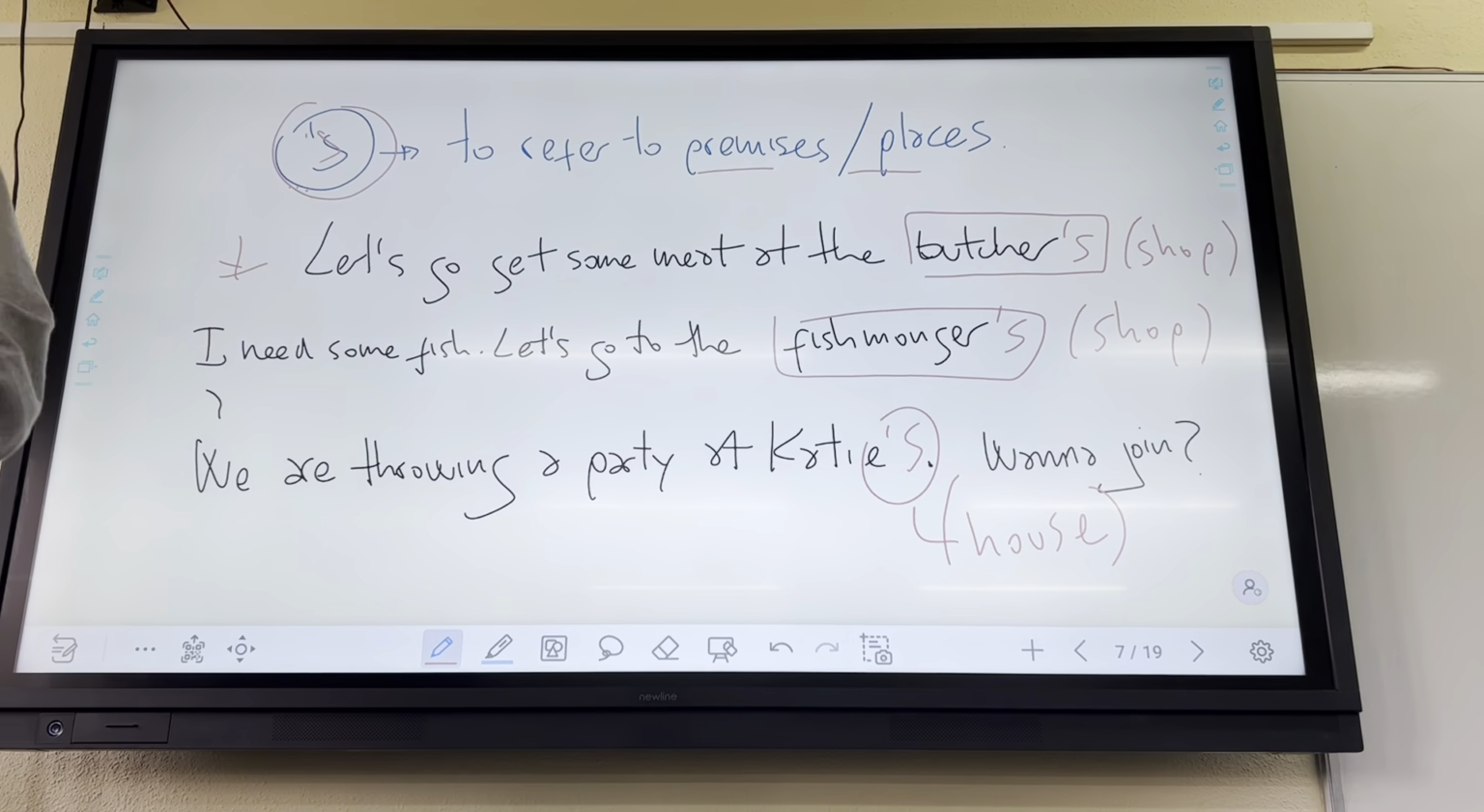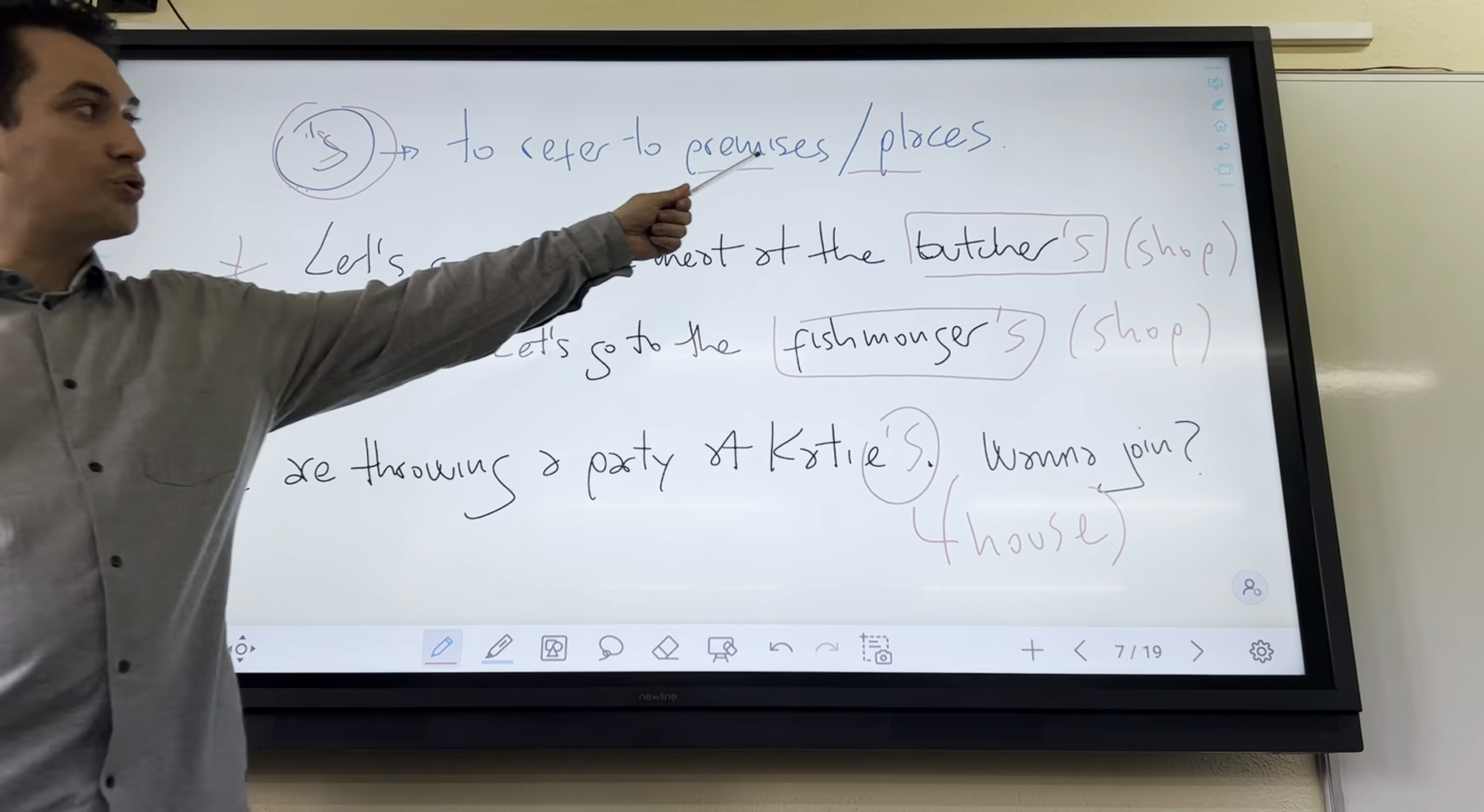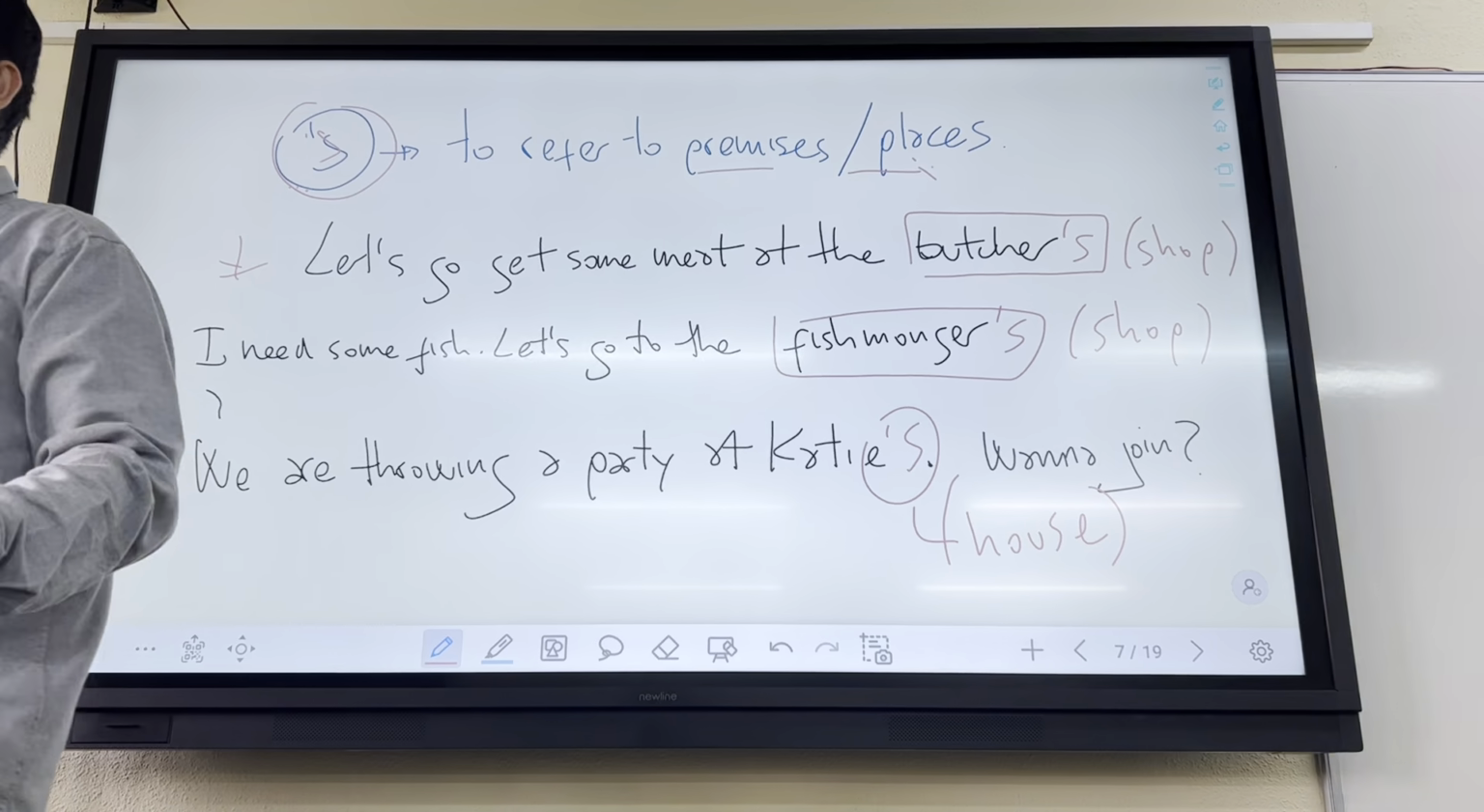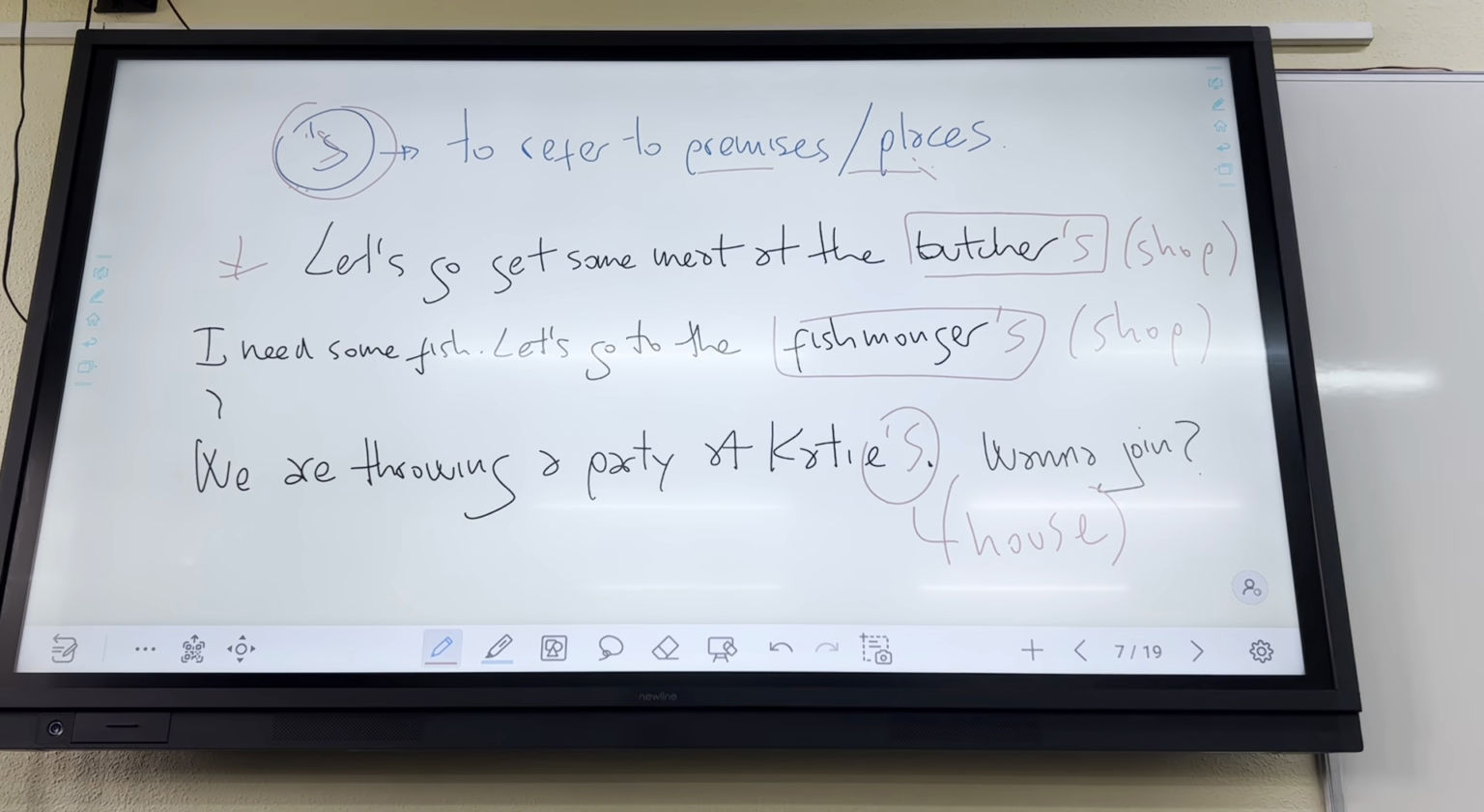So the apostrophe S is used to refer to places, like the hairdresser's. Let's go to the hairdresser's. It means the hairdresser's shop, but they don't say shop. So far so good?